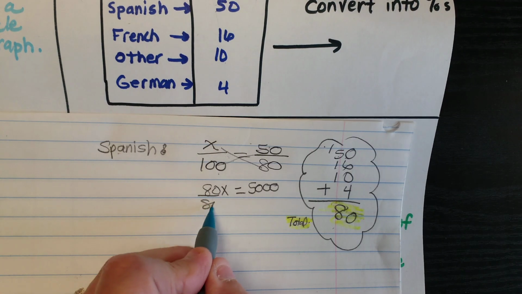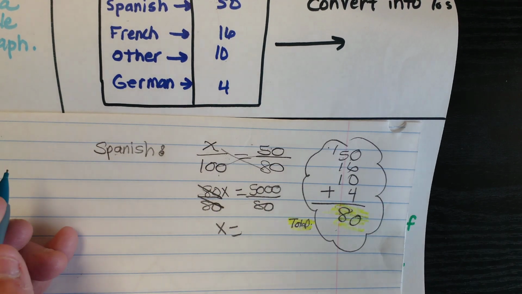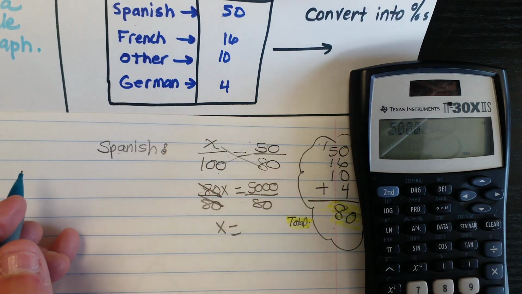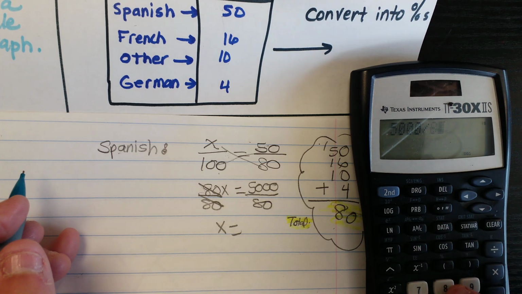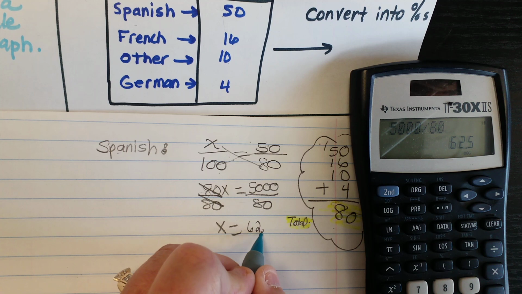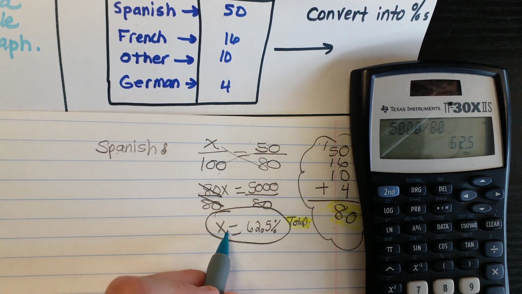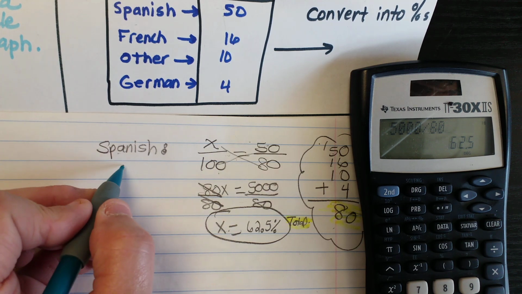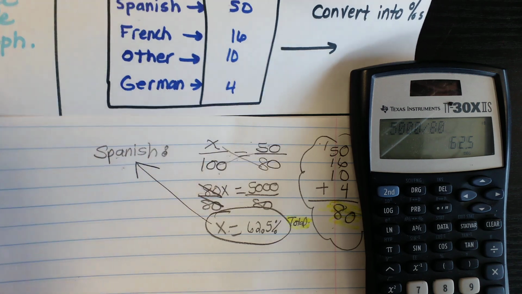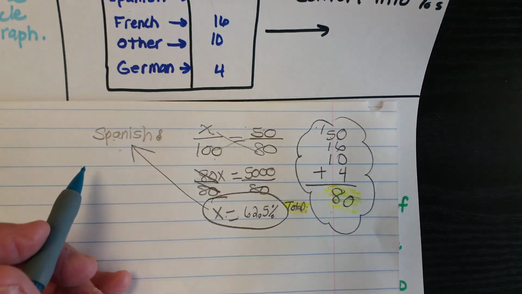Divide both sides by 80. Now, this is going to give me my percentage as soon as I divide. So we're going to take 5,000 divided by 80. That should give me 62.5%. So 62.5% are Spanish. All right, there's Spanish. Now, notice I have not yet created my circle graph. All we're doing right now is just getting the percentages.